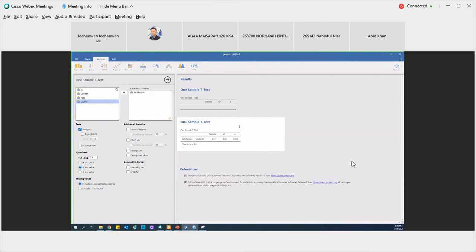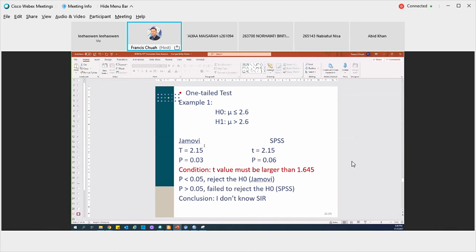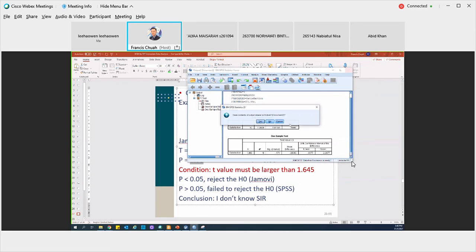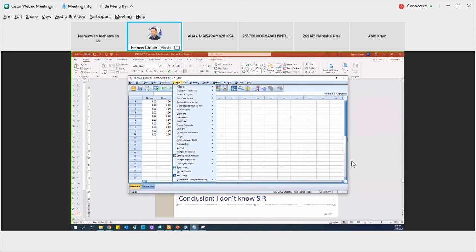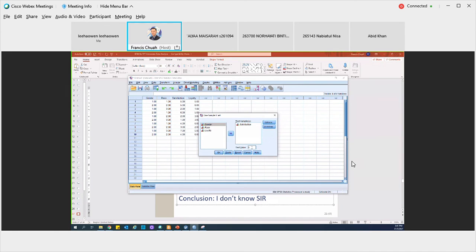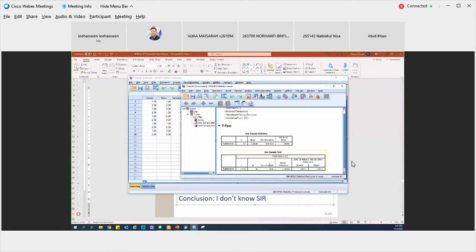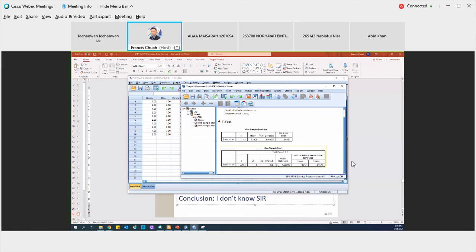But let's say today I revise the value to 2.6. So this is Jamovi. It gives me a p-value of 0.03 and a t-value of 2.15. So I put in Jamovi, t-value 2.15, p-value 0.03. But now I go to SPSS, analyze, compare means, one-sample t-test, I set the value to 2.6. So I got these results. You can see it is 0.06. So I made a table like this below here.